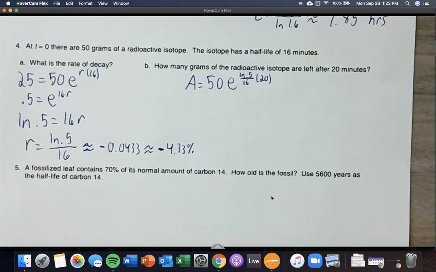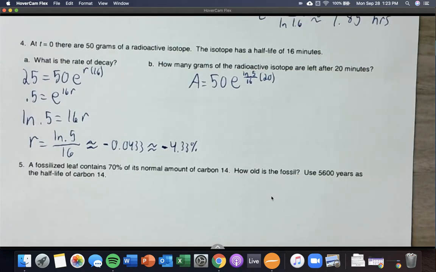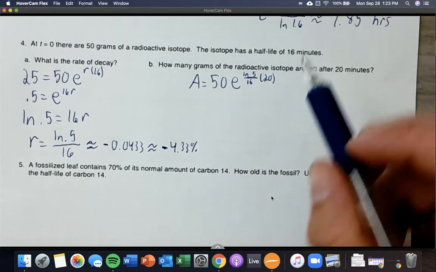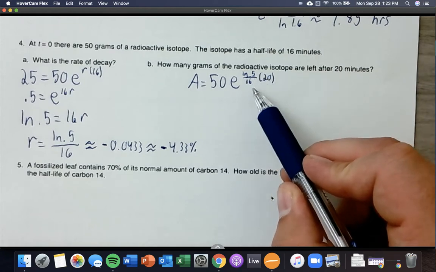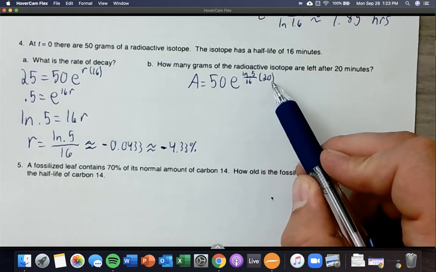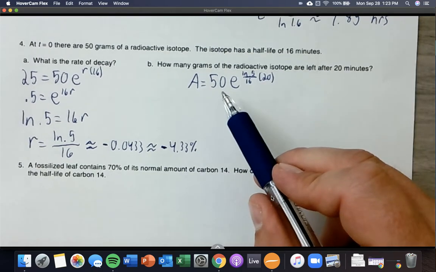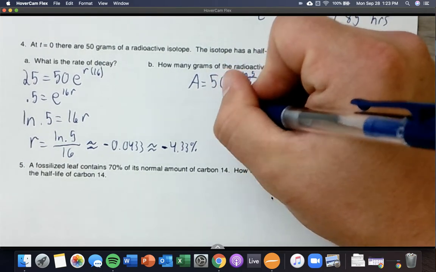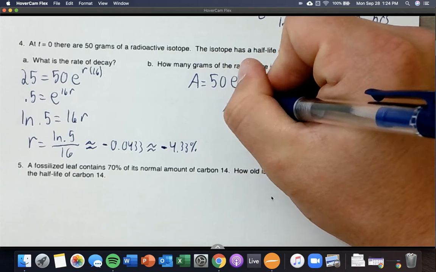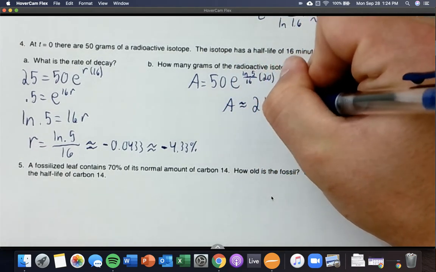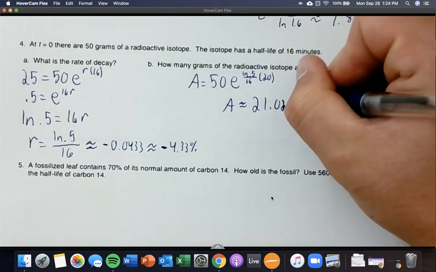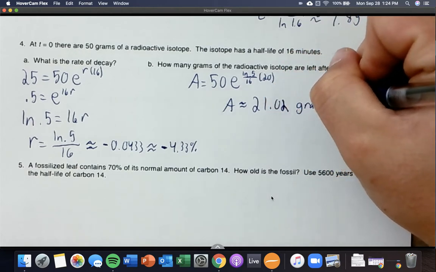Right, so this we can just plug into our calculator. We can do e raised to the ln of 0.5 divided by 16 times 20. We can multiply that by 50, and we end up getting that the amount is roughly, again, rounding it out here, 21.02 grams.